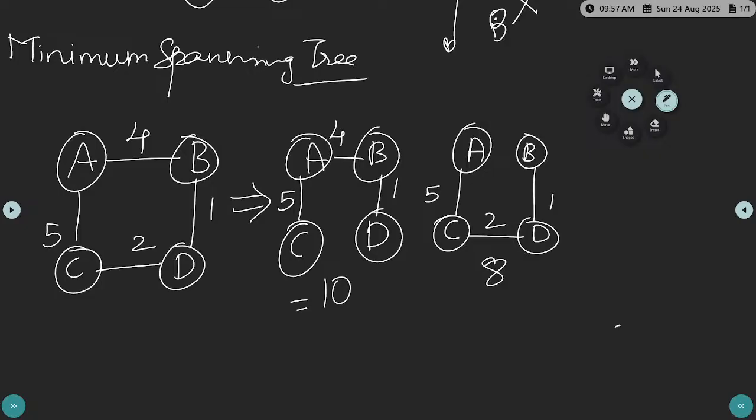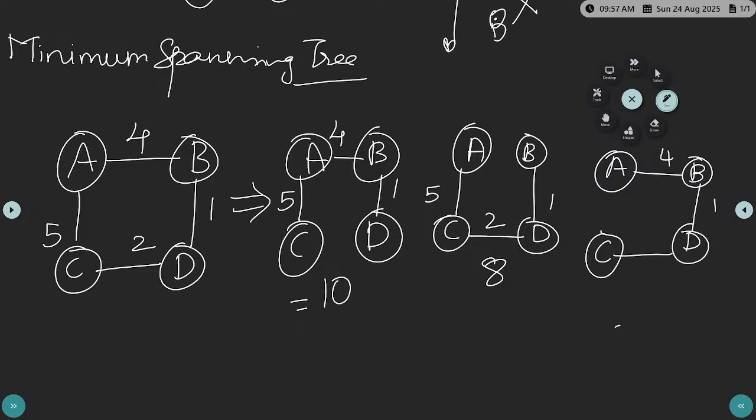Construct another spanning tree. 4, 1, 2. What is the weight of this? 7.